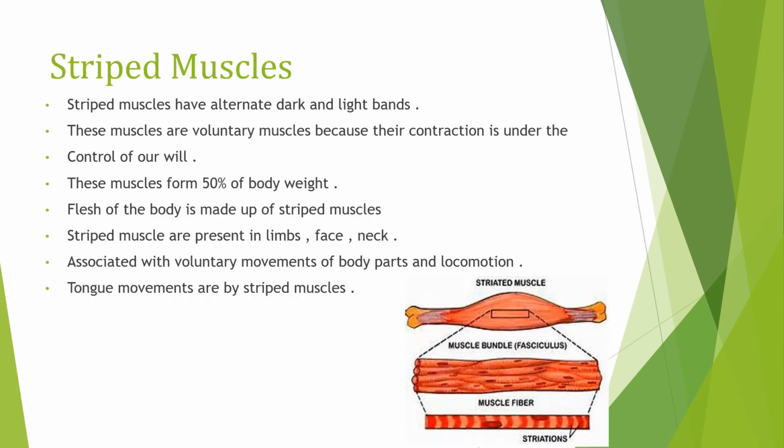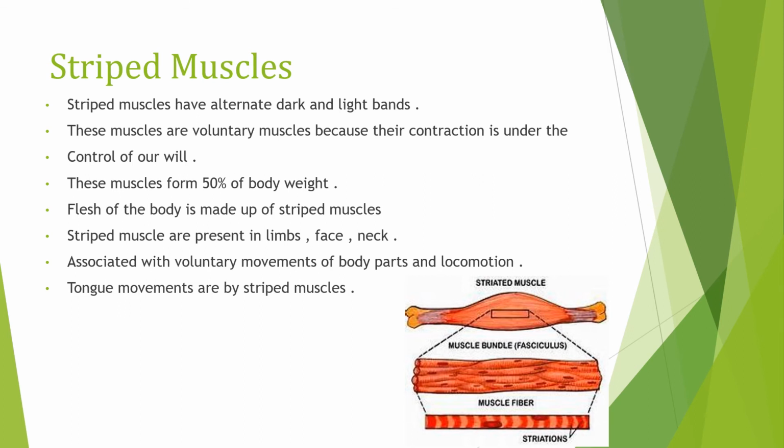Striped muscles, they are also called striated muscles. They are also called voluntary muscles. ये जो स्ट्राइप्ड मसल्स होती हैं इनकी अगर आप फिगर ध्यान से देखेंगे तो आप देखेंगे there are alternate bands of dark and light colors. These are voluntary muscles. क्यों? Because their contraction is under our control.